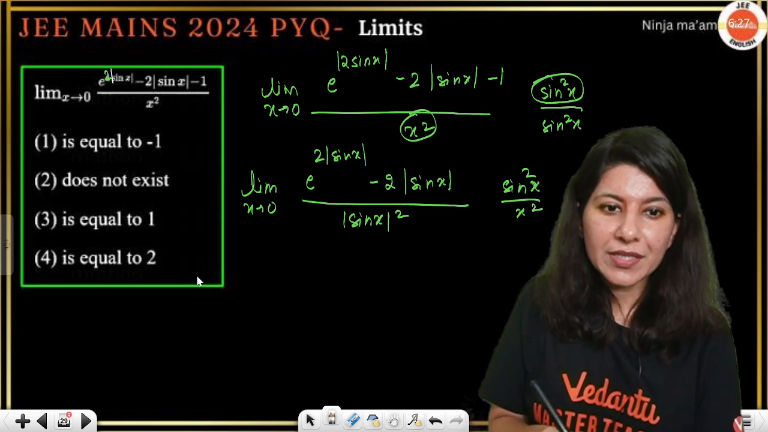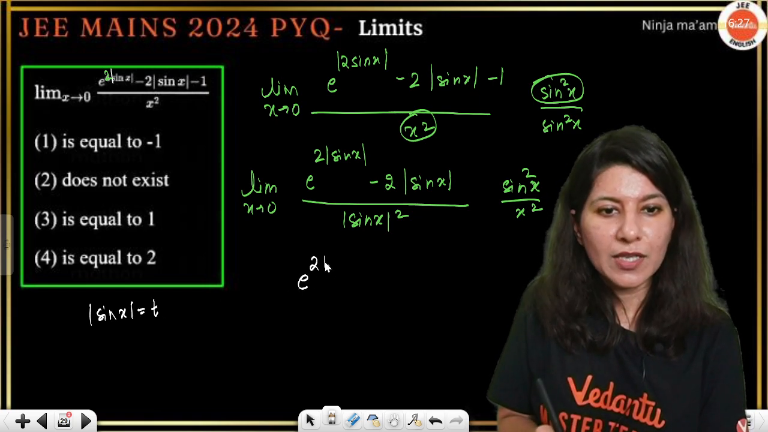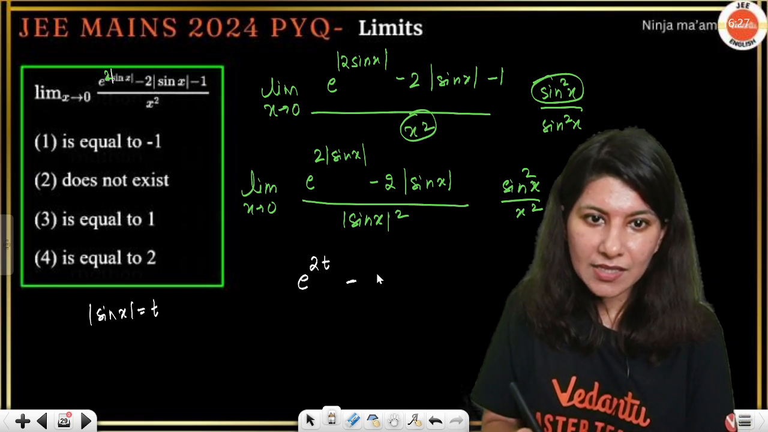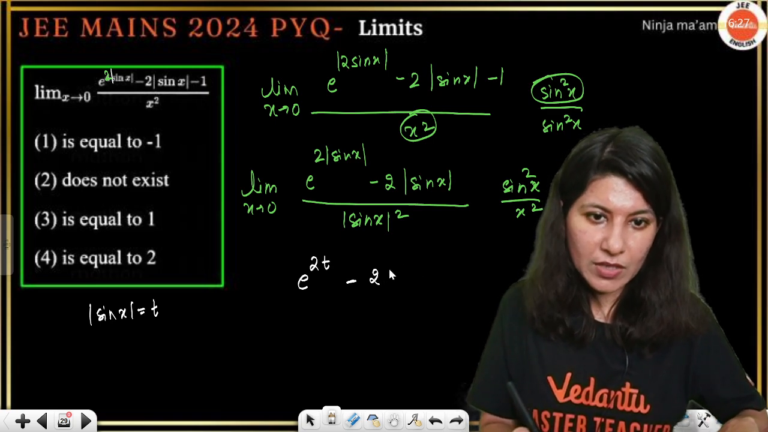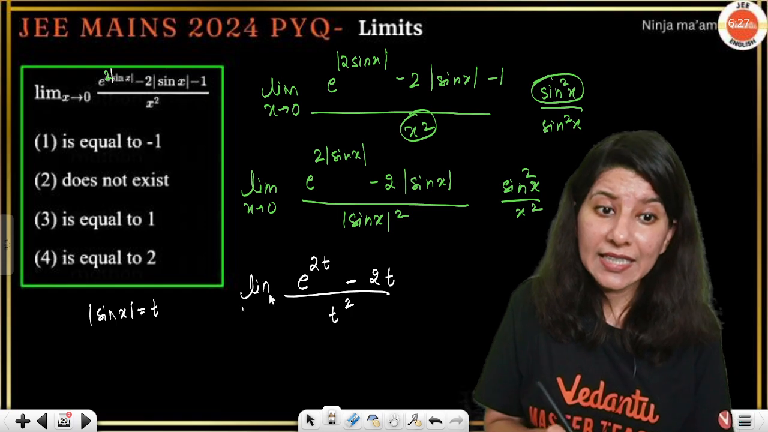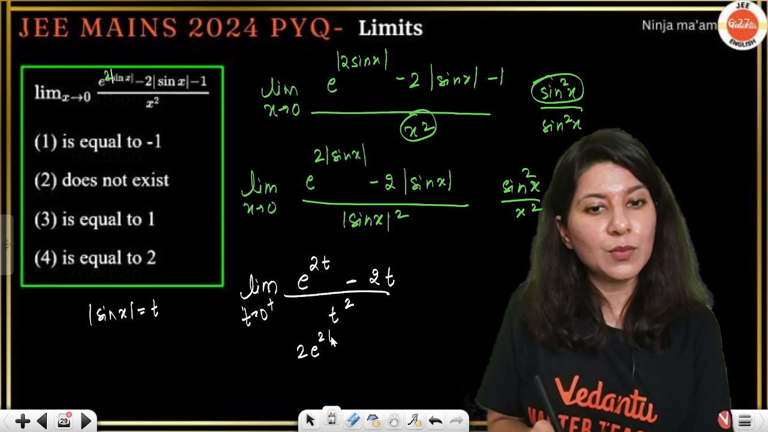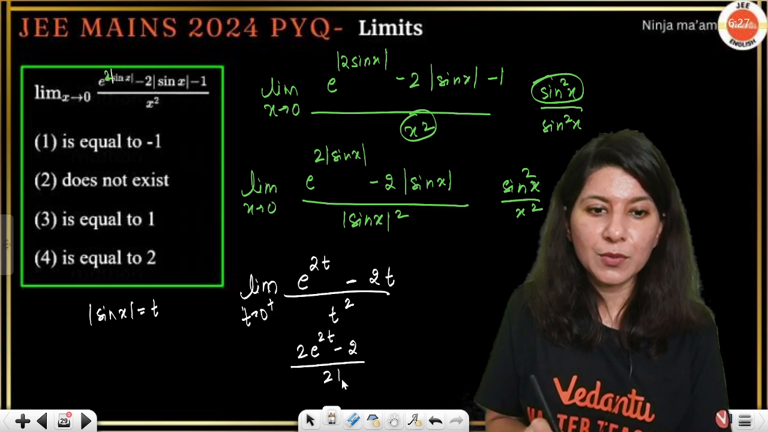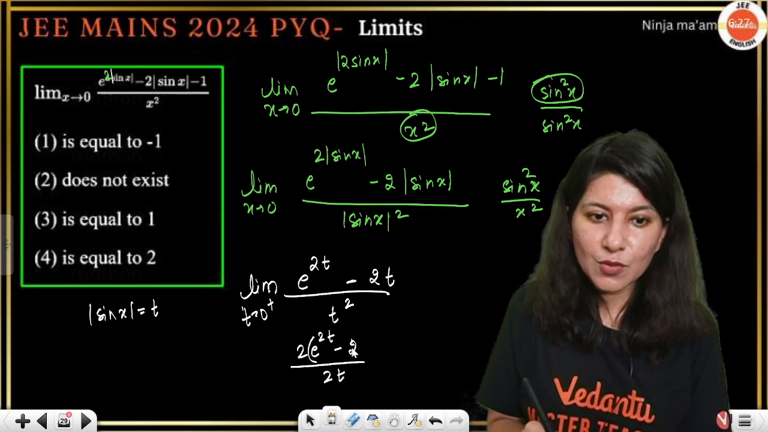So what we will do is we will put mod sine x equals to t. So this is e raised to power 2t minus 2t, whole upon t square, limit t tends to 0 plus. So this is 2 e raised to power 2t minus 1 upon 2t. If you take 2 common, then what will happen? This will become 1.